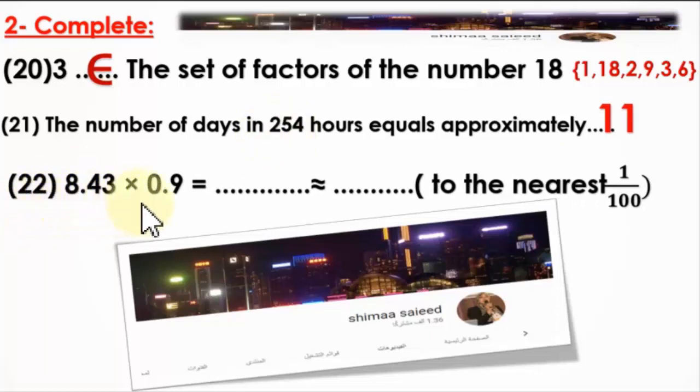8.43 times 0.9. Then approximate the product to the nearest hundredths. Okay. When we multiply, we will put the decimal point after 3 places. So the product is 7.587. After that, when we want to approximate it to the nearest hundredths, look at the thousands place. 7 in thousands place will increase the value of 8.1. So cancel 7 and write 9 here in hundredths place. So the number approximately equals 7.59.